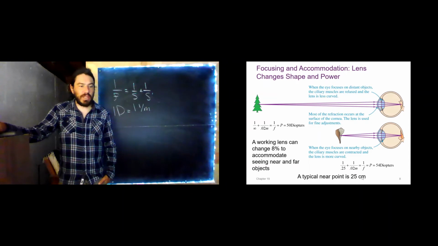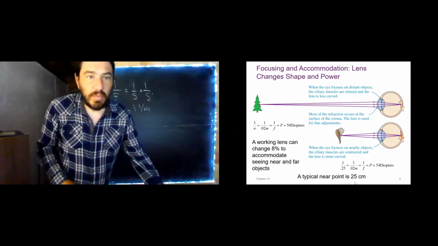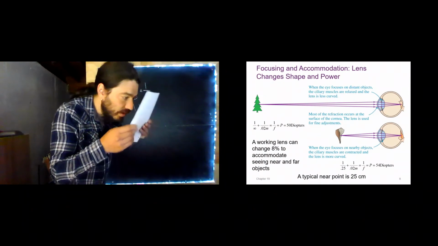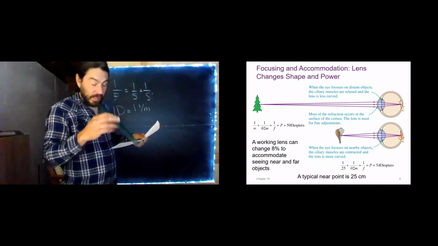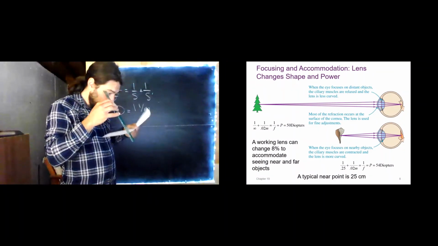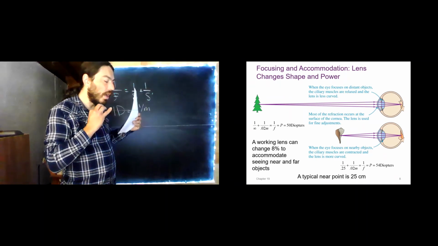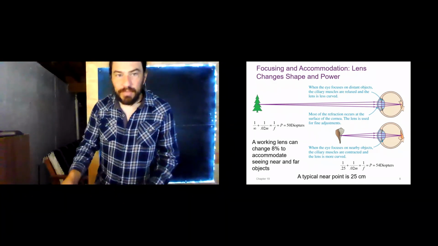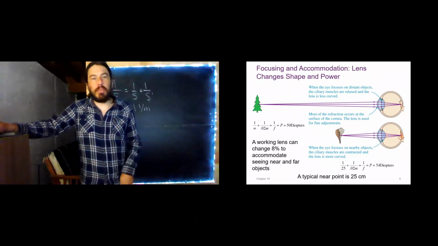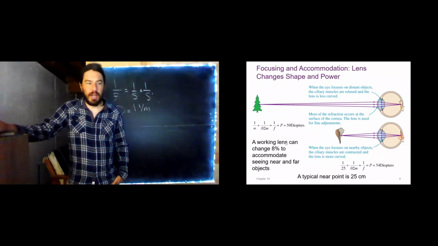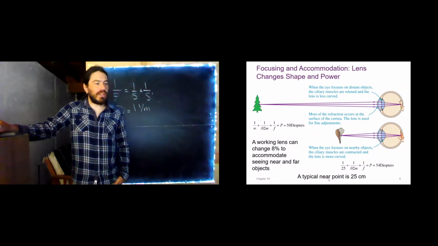A typical near point is 25 centimeters. What is the near point? The near point is the closest that you can get something to your eyeball and have it still focused. I'm in my 40s. I'm probably not too far away from needing reading glasses. At this point, though, that's about the closest I can get it and have it be real crisp. And that is about, what is that? About 26 centimeters. So, I'm not an optometrist, but, you know, ballpark, I still have pretty good accommodation.